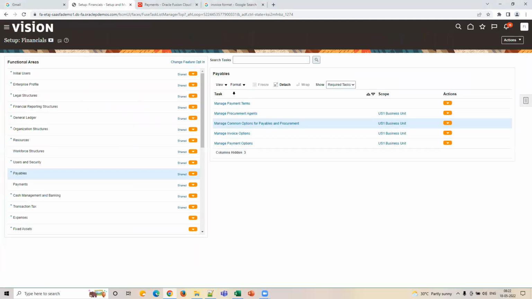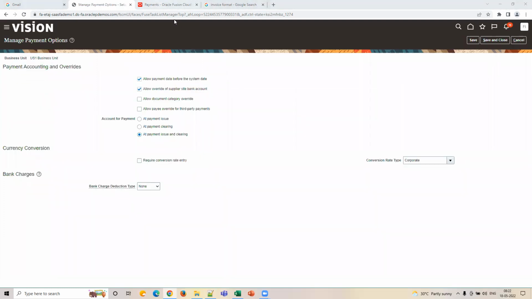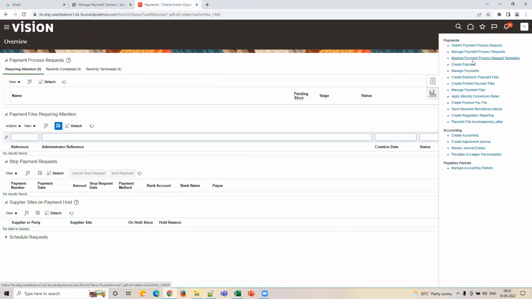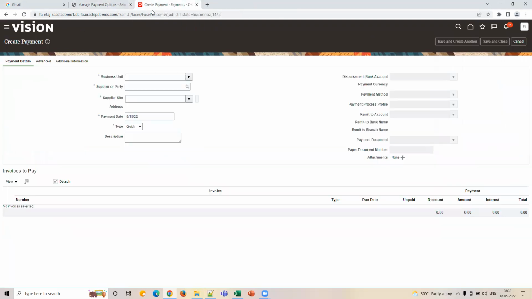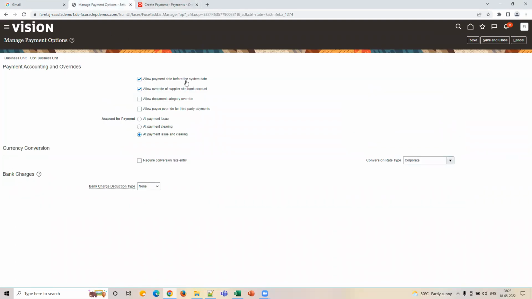Okay, let's move to payment options. This is about your payment scheme. Let's start from your payment option. Allow payment date before the system date. What does it mean?